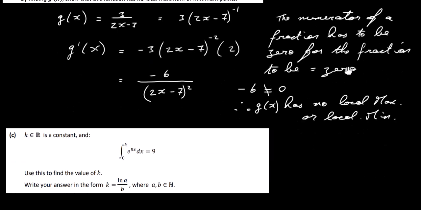Okay, let's look at part C. k is real, a constant, and the integral from 0 to k of e to the power of 5x dx is equal to 9. Use this to find the value of k. Write your answer in the form k is equal to log of a over b, where a and b are natural numbers. Okay, so let's write down our integral first.